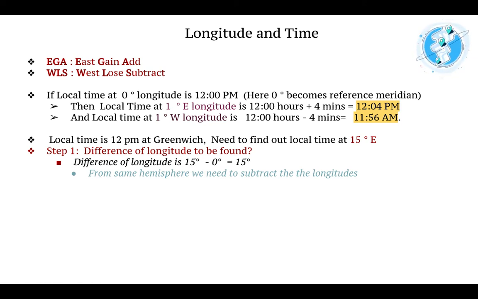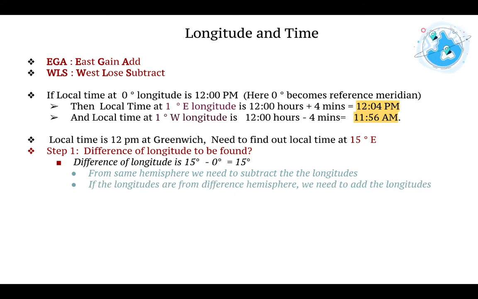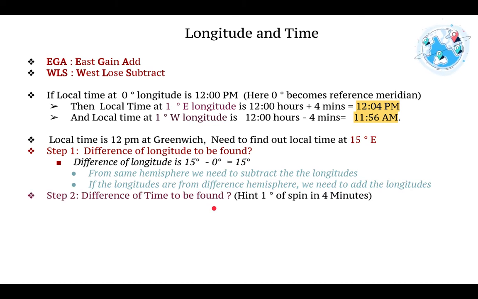Imagine if the longitudes belong to two different hemispheres. Imagine you have a local time at 45 degrees west and you need to find the local time at 15 degrees east. Now these two longitudes are from different hemispheres. In that case, to find the difference of longitude, we add both meridians. So 45 plus 15 would be 60. That is the difference of longitudes. This is a very important point that you need to remember. Now that is step 1.